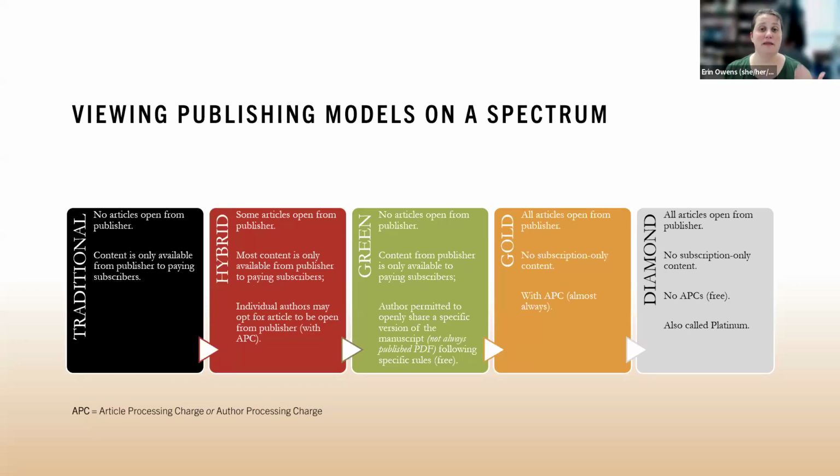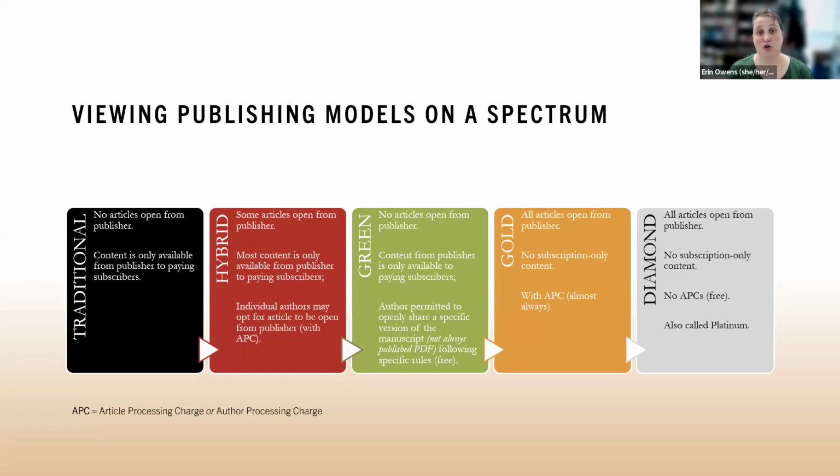In the green model, this is where the burden falls on the author to share the article. The publisher puts it through a subscription journal, but they give the author certain permissions to share a version of the article freely. Note that that's not always the final, formal, polished PDF of the article. In many cases, it's the accepted version, which is essentially the last Word document you send to your publisher after all of your revisions are complete and the article is accepted.